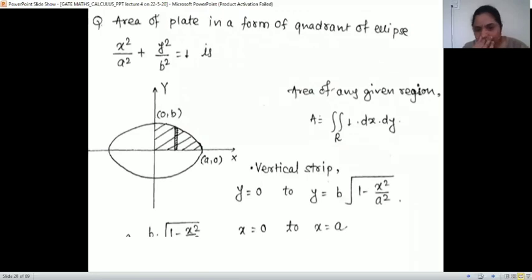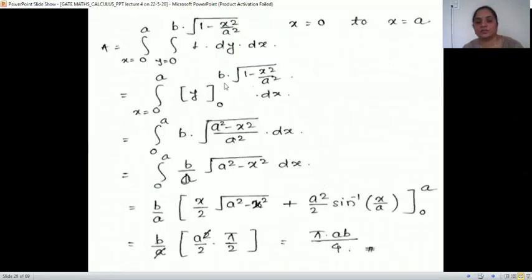Okay, next question. Area of the plate. It is area. Area is nothing but double integration dx dy in the form of a quadrant of ellipse. Quadrant, positive quadrant, octant. Do you know these terms? Okay. In the form of quadrant of ellipse, this is the ellipse.